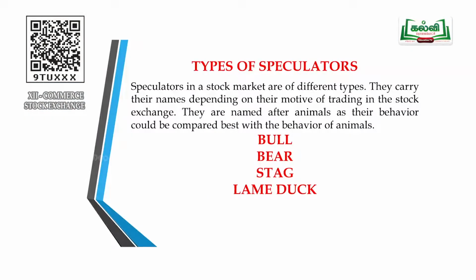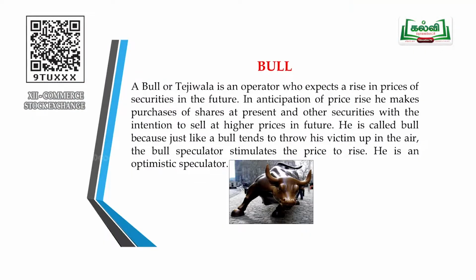Okay, why is he called a bull? Why is the character of the bull the same as the speculator? Let us see why he is called a bull. A bull is a tejiwala. In Hindi, a bull or tejiwala is an operator. He expects the price of the shares in the future to increase.